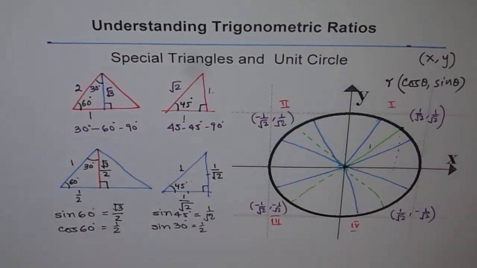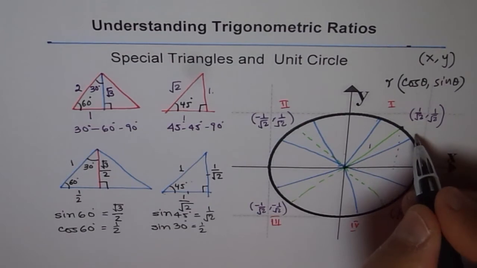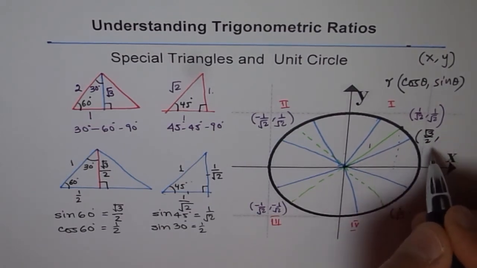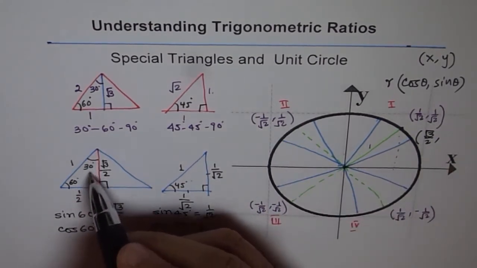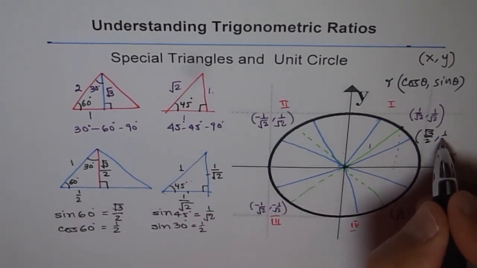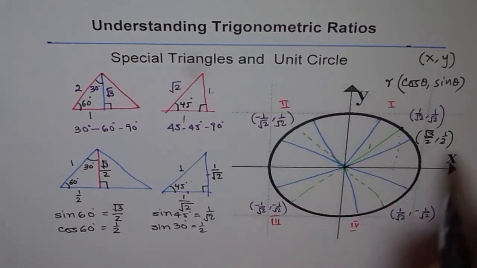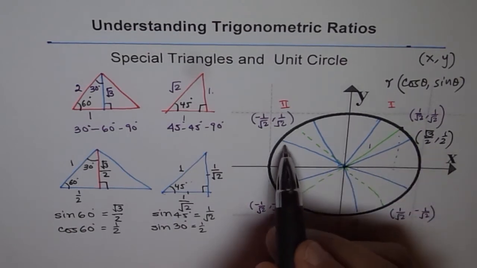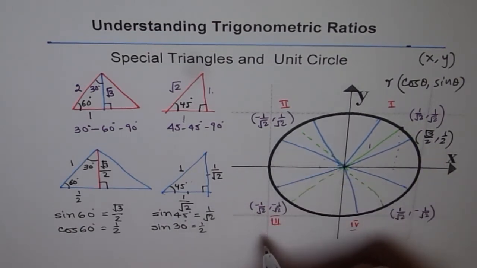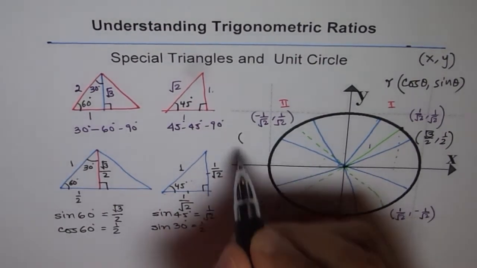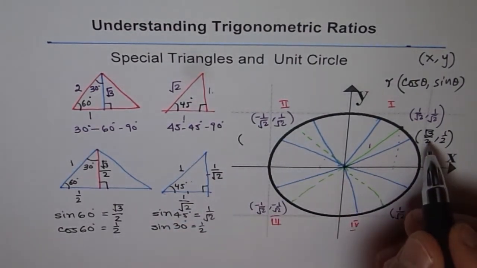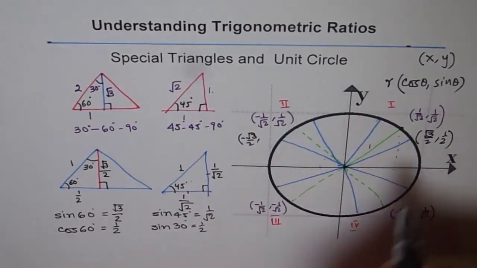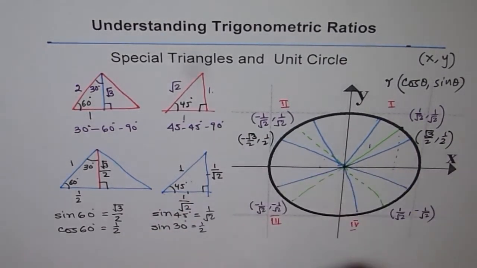Perfect. So cos of 30 degrees is square root 3 over 2. So for 30 degrees we get square root 3 over 2 as the cos value, and for sine, the opposite, it is half. So you get 30 degrees here, which is this much. Now let's look into 30 degrees in quadrant 2. So that angle is 30 degrees for us. Now what is the value here? In quadrant 2, x values become negative. So we have negative square root 3 over 2, but positive half, which is the sine value.